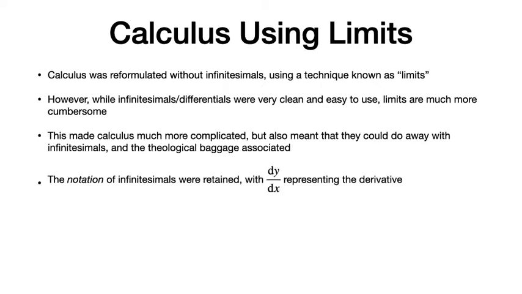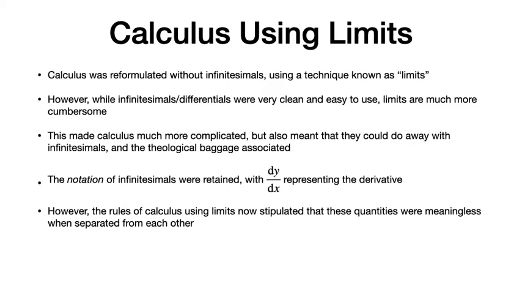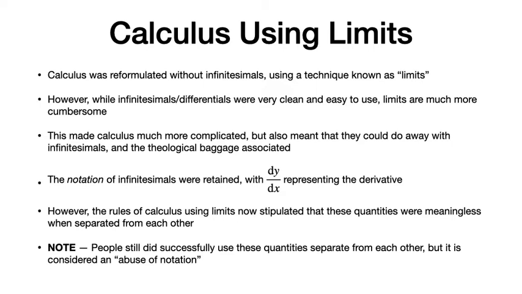Now the thing is, they kept the notation. The notation of dy over dx representing the derivative stayed. But the rules of calculus using limits now stipulated that these quantities were meaningless when separated from each other. So dy didn't mean anything on its own. dx didn't mean anything on its own. They only meant something when in ratio with each other. So this ratio was stuck together, but never to be separated. Now, people did successfully use these quantities separate from each other, but it's generally considered an abuse of notation. You can get away with it, but you really shouldn't.